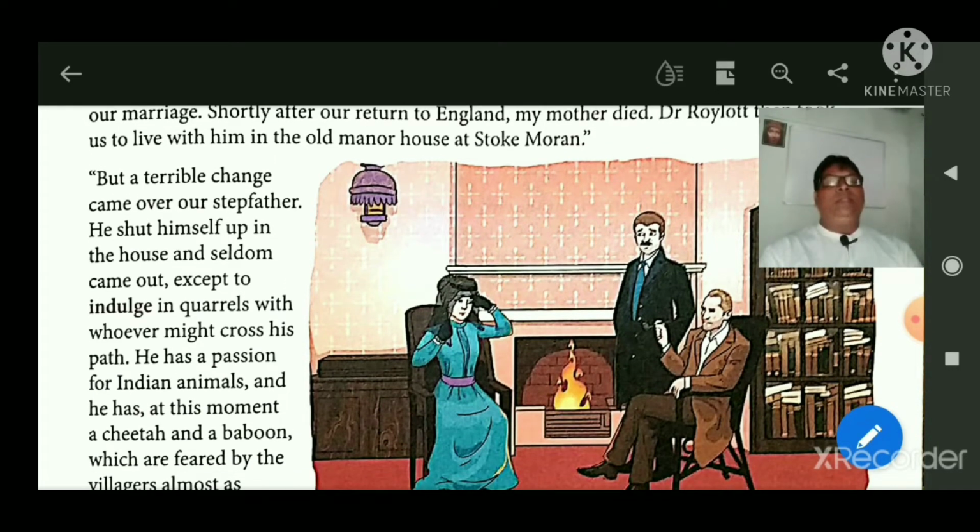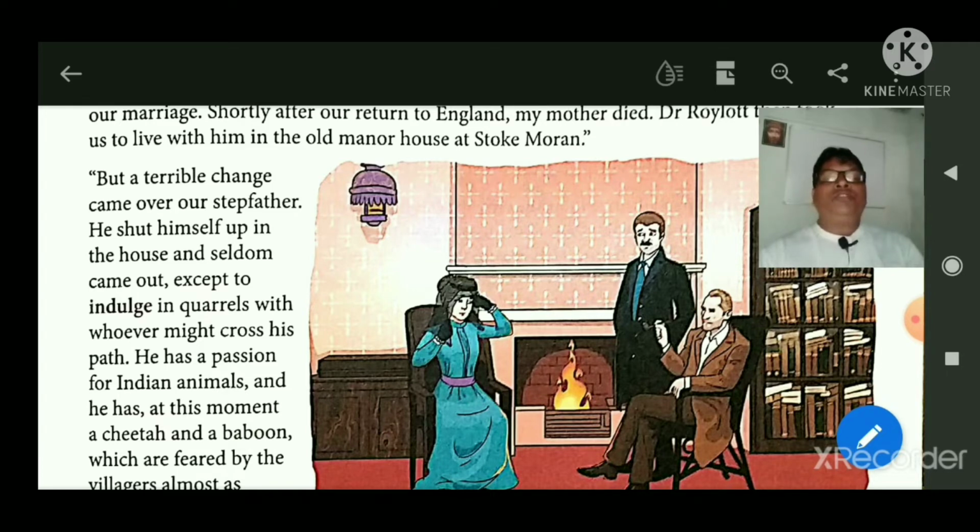What happened? Suddenly she came to know that something changed in her stepfather's mind, and he went into the house and shut the door and remained. And he used to quarrel with those who crossed that door. Indulged here means he was to take part in something else. So in quarrel with whoever might cross his path, he has a passion for Indian animals.